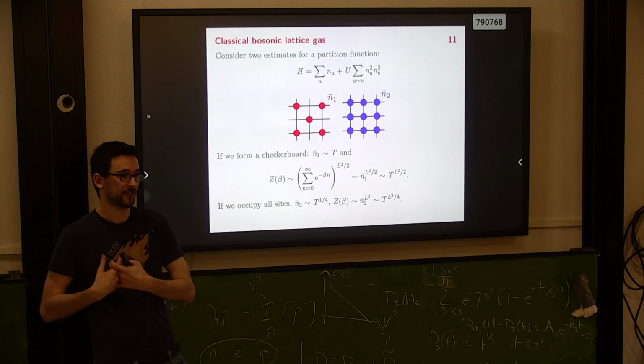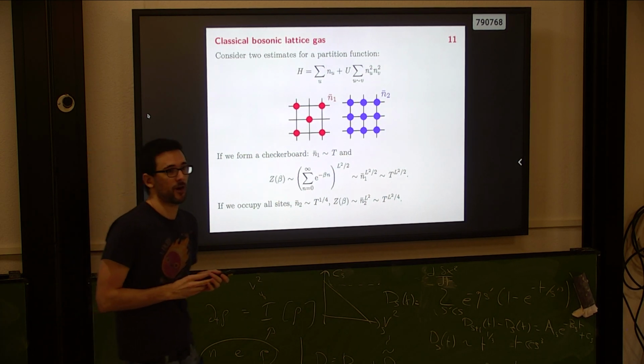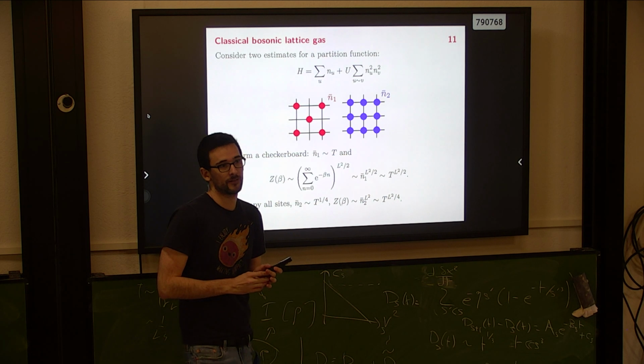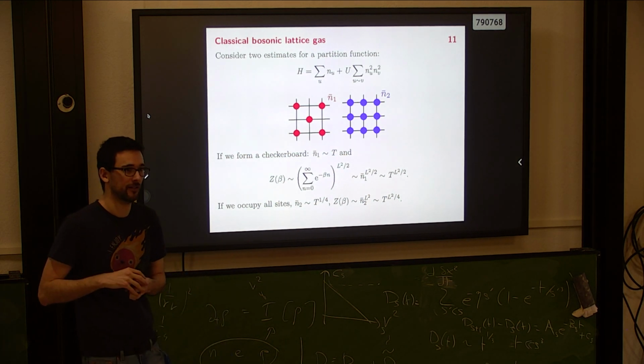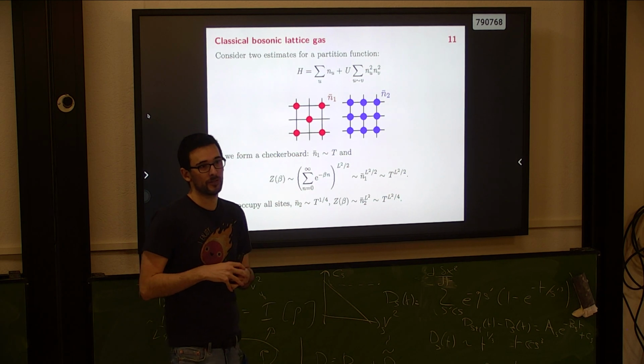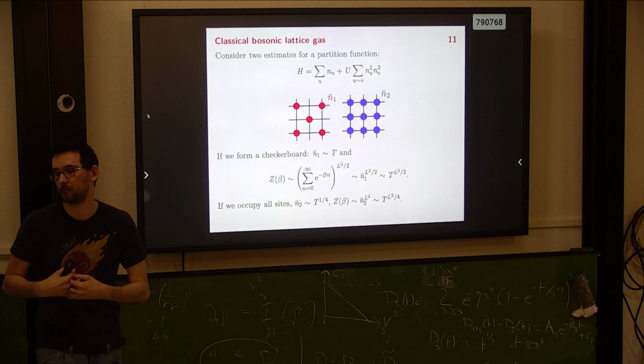Yes? Is U positive or negative? If U is negative, this model is not well defined. Because the n's are unbounded, we have to make sure that the Hamiltonian is bounded from below. So U has to be positive. Yeah. Sorry, why again in the checkerboard n1 is order T?